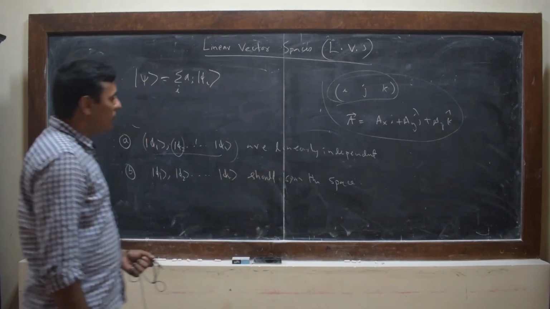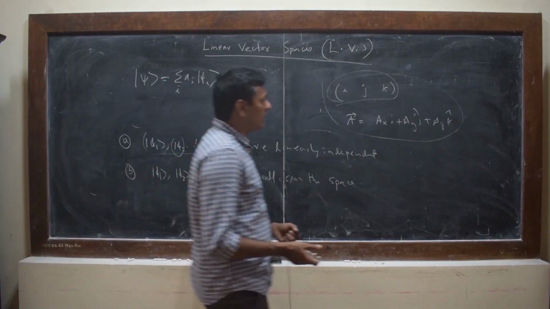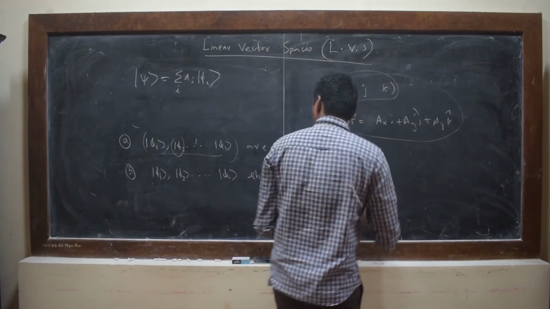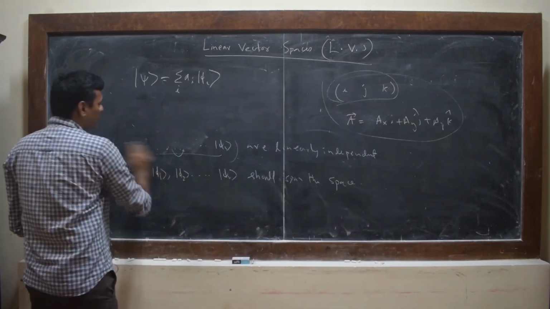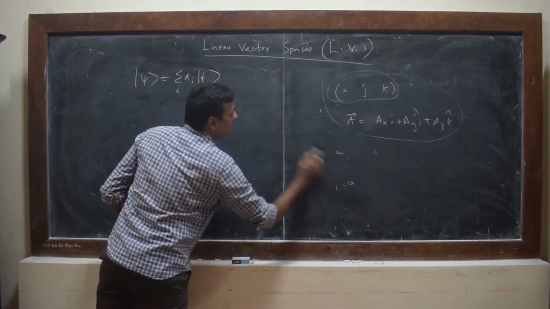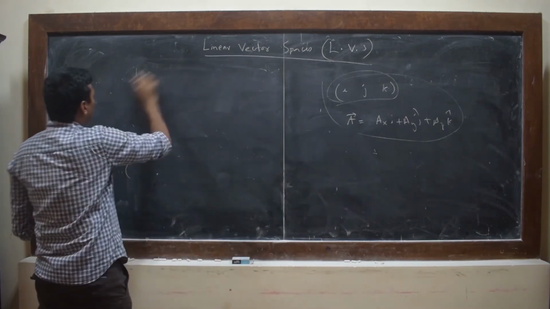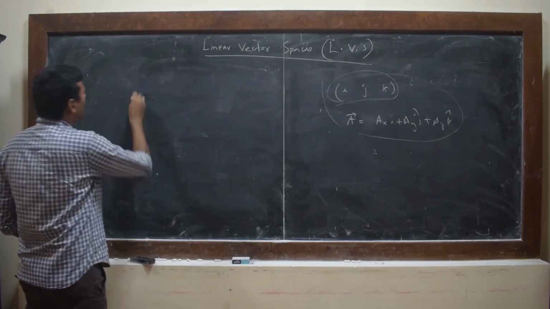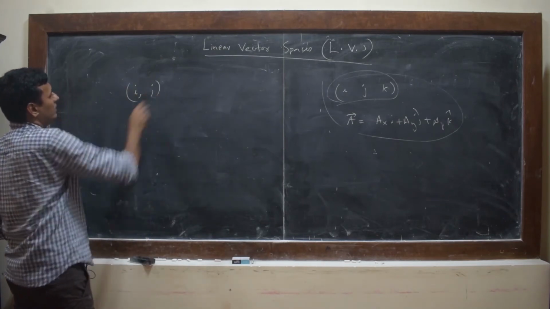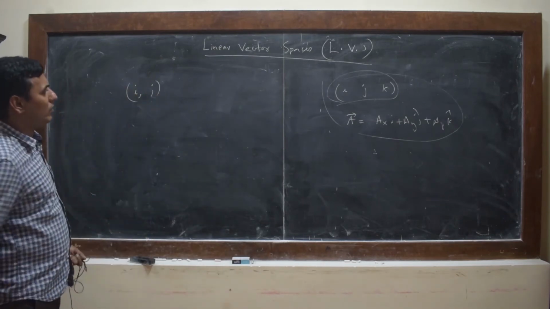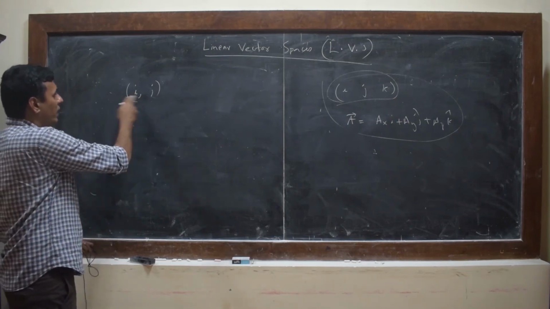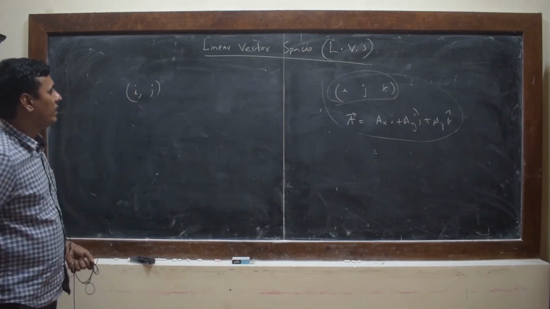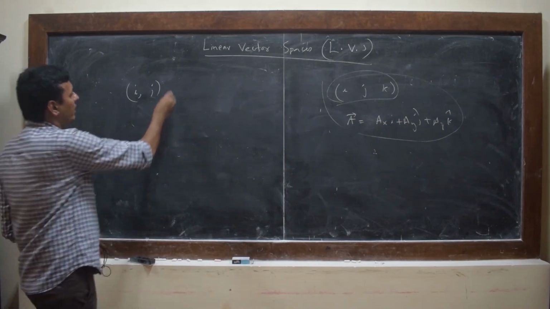Now you can take the other one. Say you are talking about 3-dimensional Cartesian space, and you take just these two vectors i and j. Of course, they are linearly independent, you can't write i in terms of j or j in terms of i. So, it is clearly linearly independent.